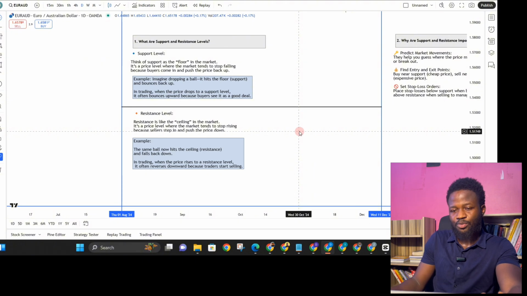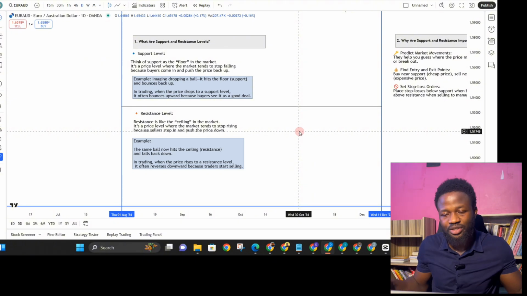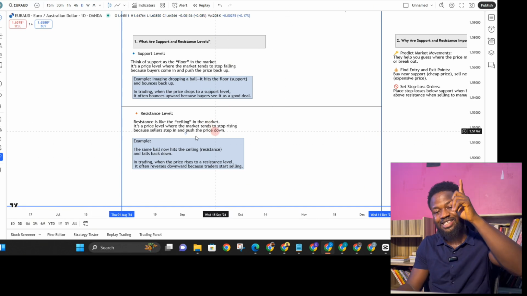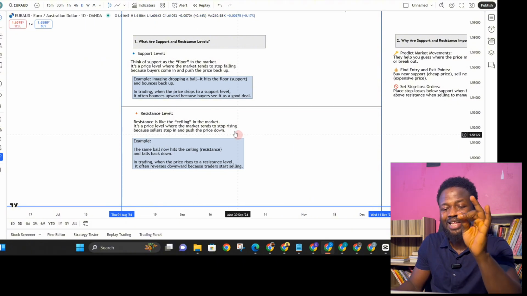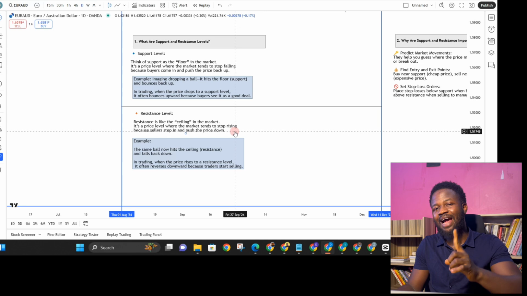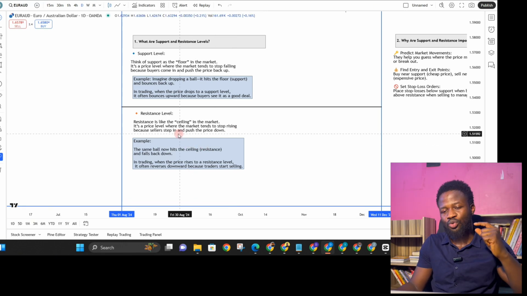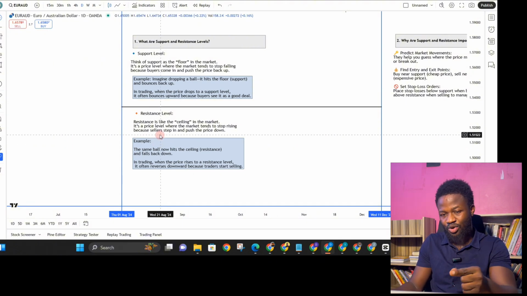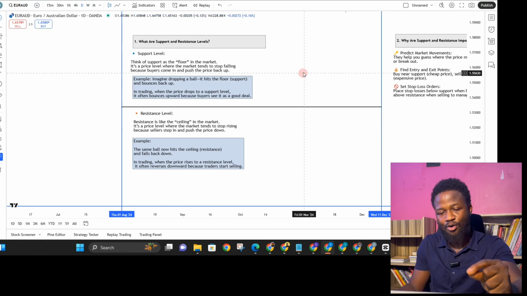So let's move into resistance. Resistance basically is the direct opposite of what the support is. Resistance, think of this as a ceiling in the market. It is the price level. If it is opposite, then that means that it is a price level where the market tends to stop rising. Support was what? Stop falling, right? So resistance, stop rising, because sellers, that's the keyword here, step in and push the price down.